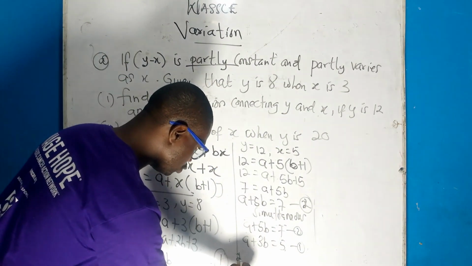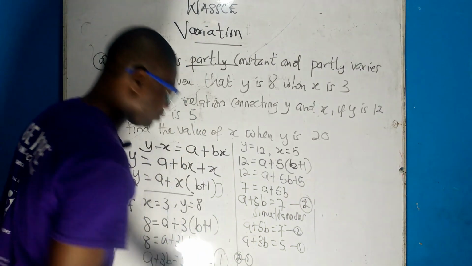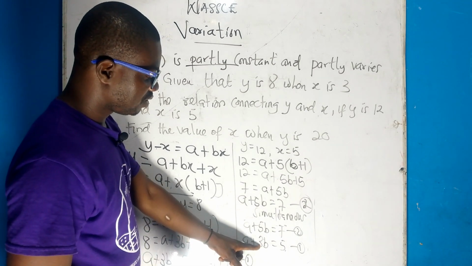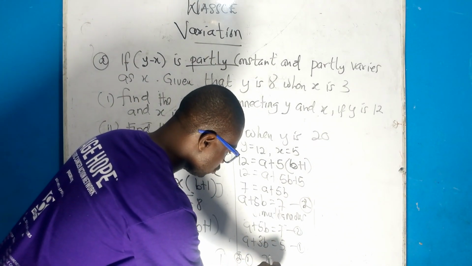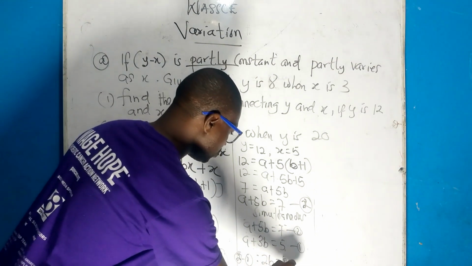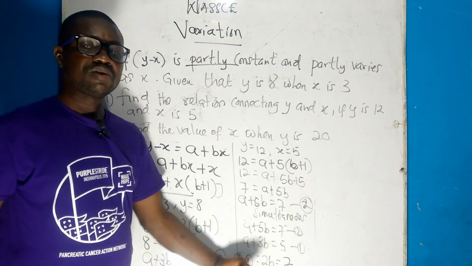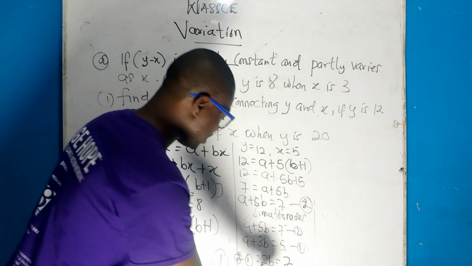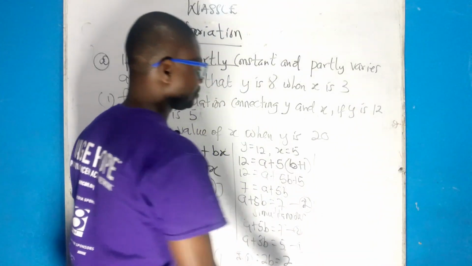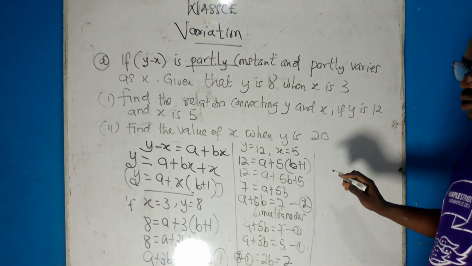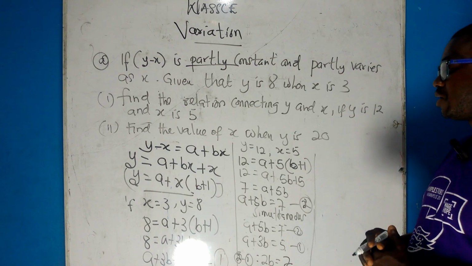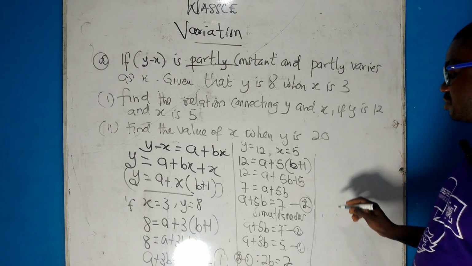So equation 2 minus equation 1. When you subtract, you are going to get 0 for a. Subtracting 3b from 5b, you are going to get 2b, and then subtracting 5 from 7, you are going to get 2. So dividing both sides by 2, our value for b is 1. Now from here, we know our b, so we can get our a by putting it in equation 2.